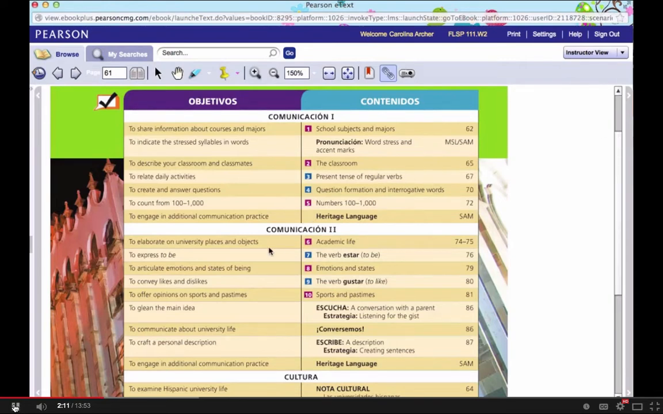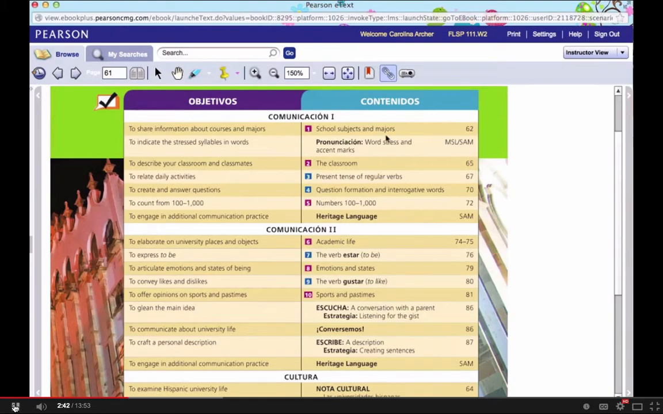Let's see, elaborate on university places and objects, express the verb to be, but we're going to learn the other verb that also is used to express to be, to articulate emotions and states of being, convey likes and dislikes. We already learned a little bit of how to say that in the first chapter. Offer opinions on sports and pastimes, and that's where we're going to stop because we're going to do a little bit of culture as well.